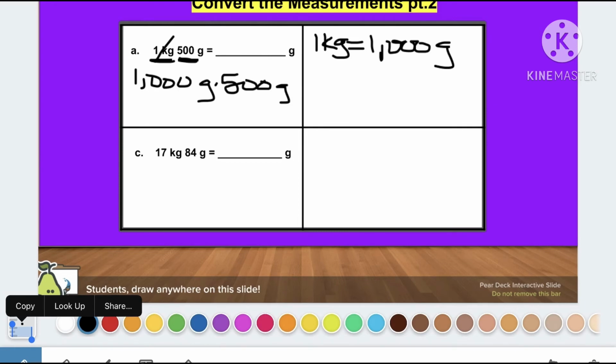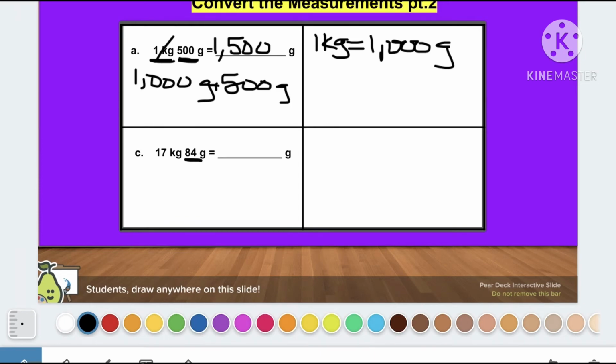What's 1,000 plus 500? You guys are so smart. Absolutely, 1,500. Let's try this one. We're catching on. As a reminder, you guys, 1 kilogram equals 1,000 grams. And here I have 17 kilograms, 84 grams. And I want to convert both of these to grams.